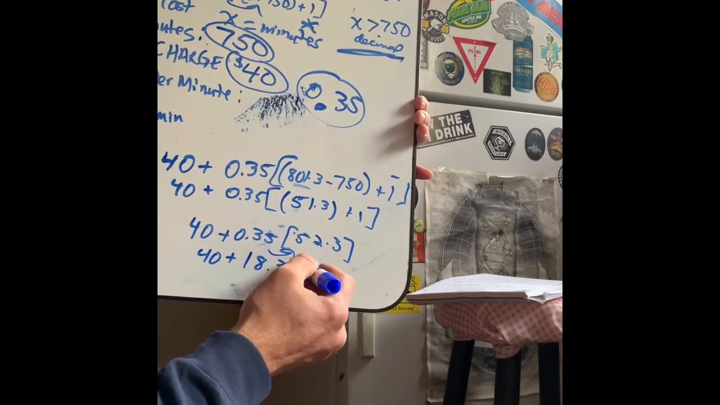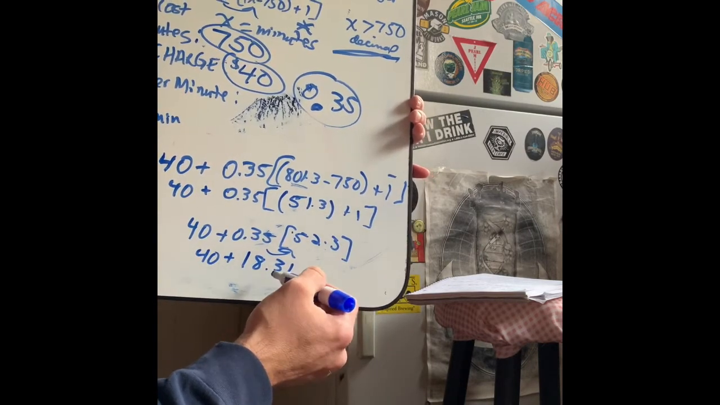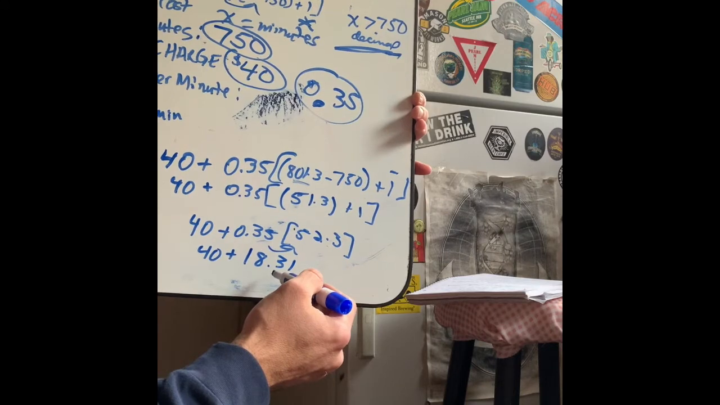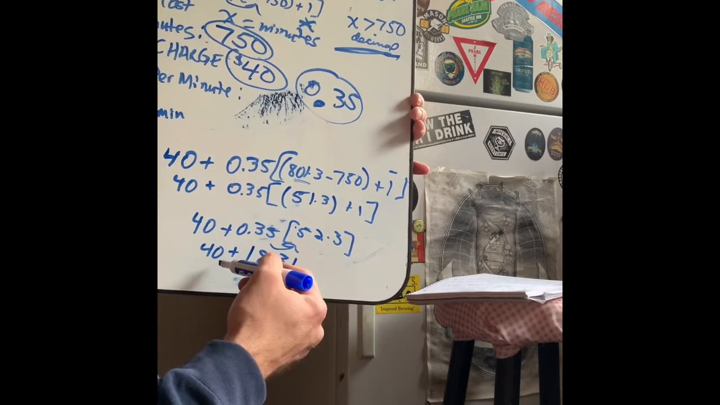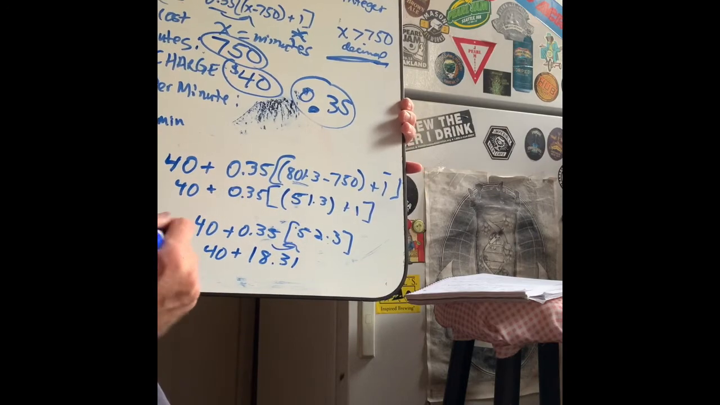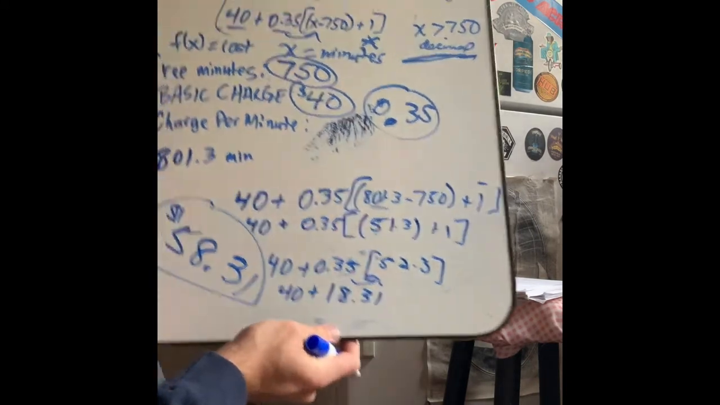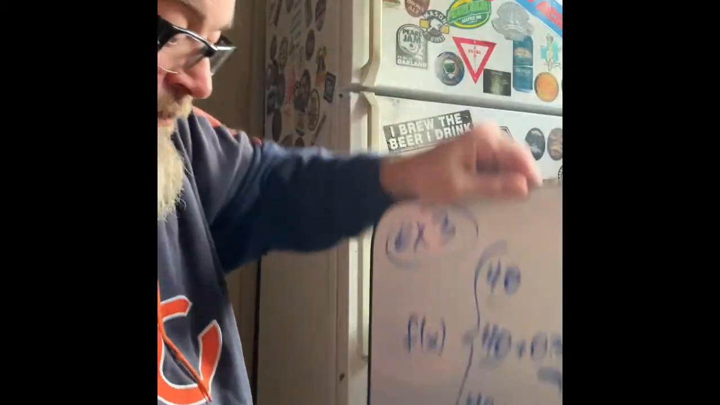Then you're going to distribute and multiply it by that 35 cents per minute times the 52. Gives us about $18.31 extra minutes to the 40 that's the original. So you end up with a monthly bill of about $58.31. Hopefully that didn't slow-mo.